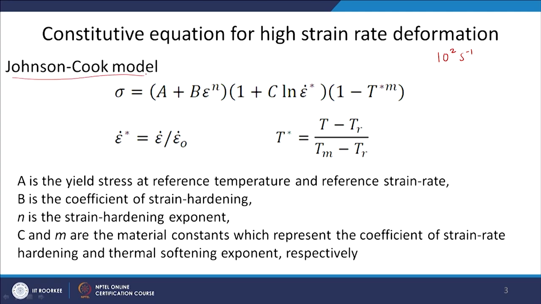This model takes care of all the three parameters, because here again you can see that we are working at very high strain rates. So there is not enough time for dislocations to recover. So strain hardening is an important consequence of that: strain hardening will be there in this type of very high strain rate deformation. And this Johnson-Cook model is one of the most used models in that segment.